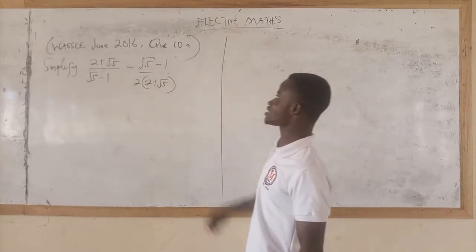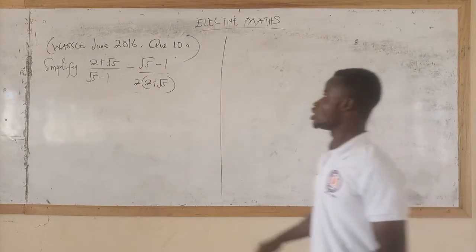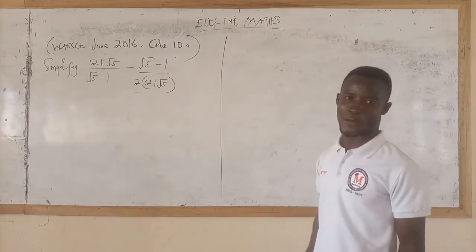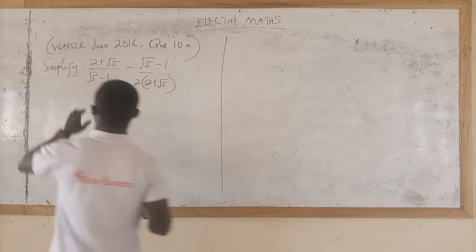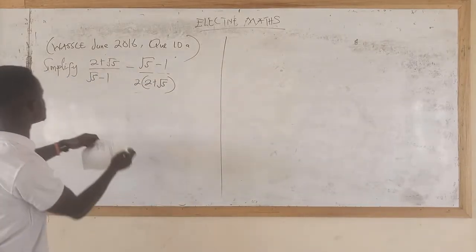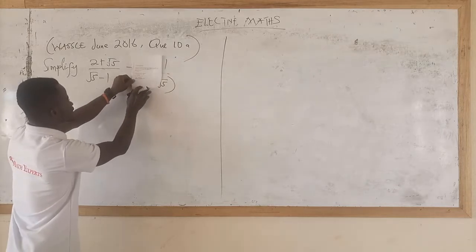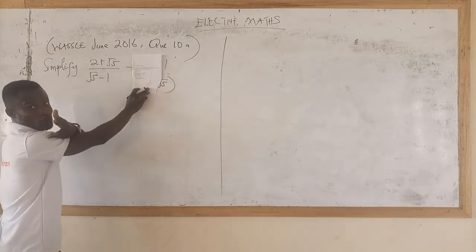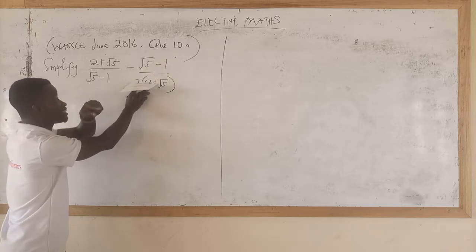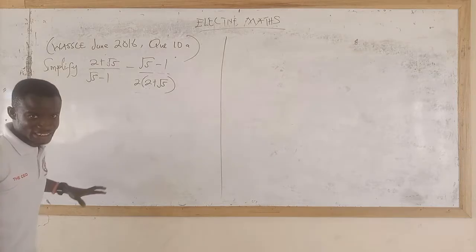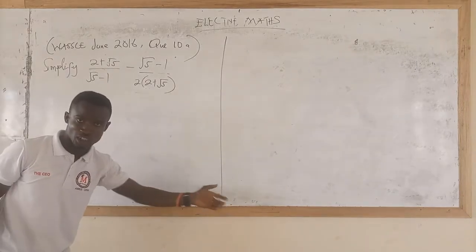This is what you do in 2016, question 10a. You have to simplify this. Wow. Let's assume the question is without this part, and you have to simplify this. What will you do? That is by rationalization. Yes, it's true. You are right. You rationalize this part to the simplified form. Then you leave it.